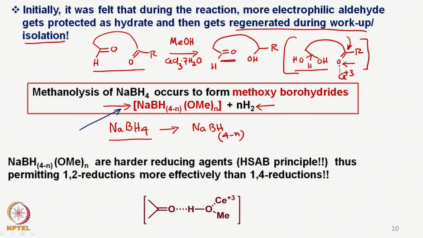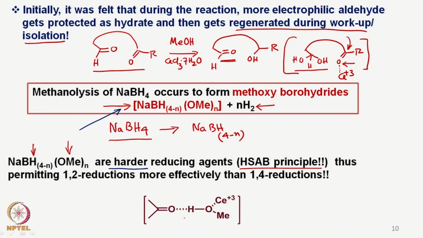Sodium methoxyborohydrides are obviously harder reducing agents, because now you have methoxy groups attached to it, and therefore the electron withdrawing nature of the methoxy group, due to inductive effect, makes the corresponding hydride of the sodium borohydride harder, based on the hard soft acid base principle, and thus it allows 1,2 reduction to take place.